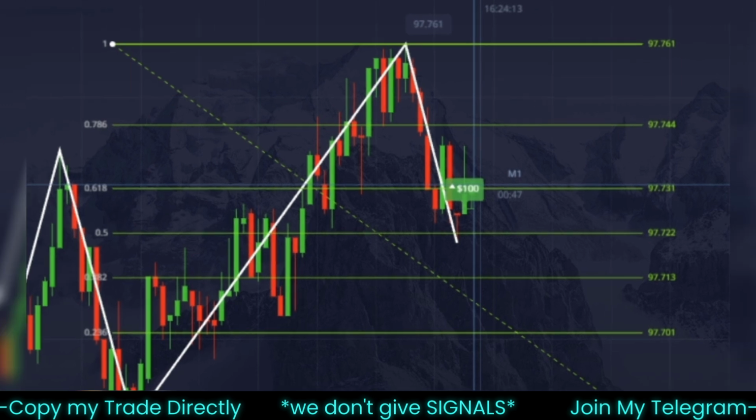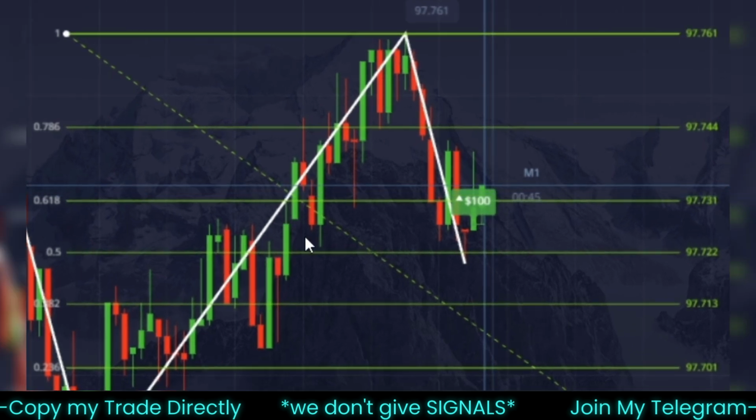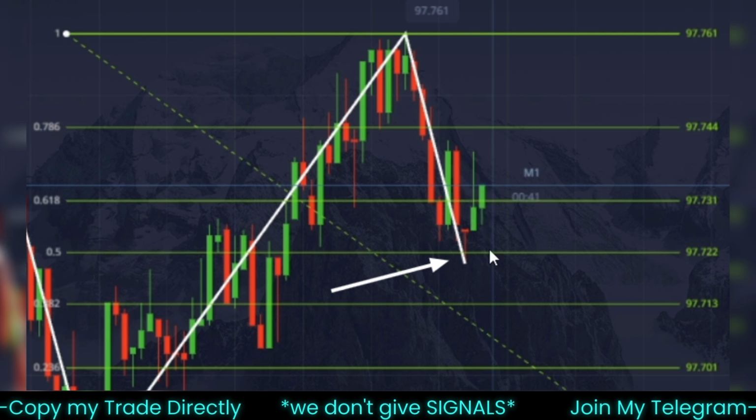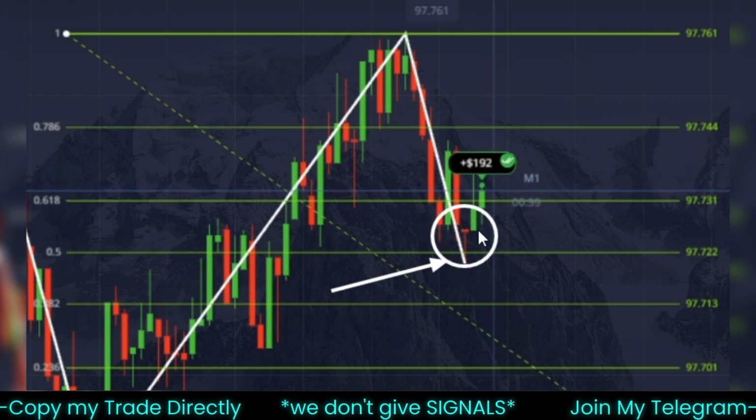So you can see the market took rejection from this 0.5 level here. That's why I took the entry. Let's wait for the result and move forward. And the outcome is as we expected.